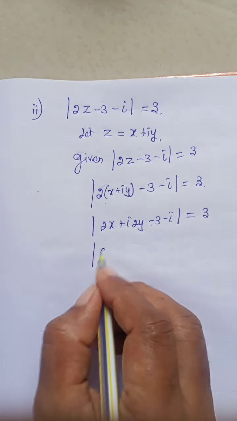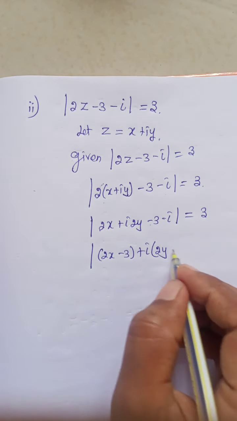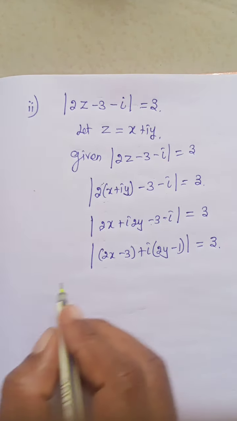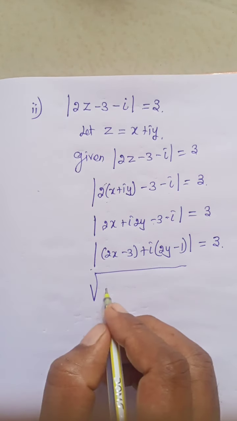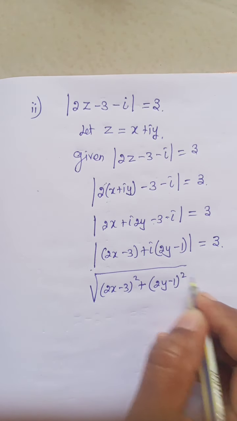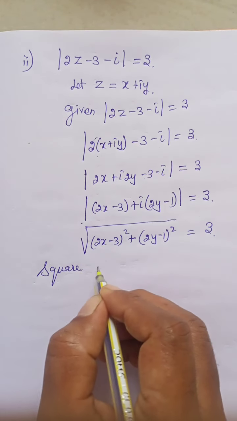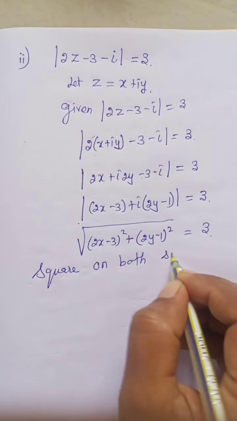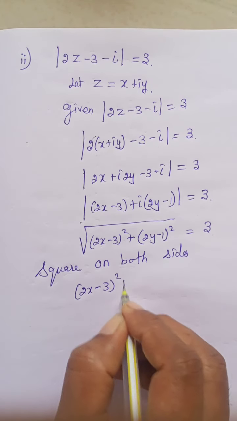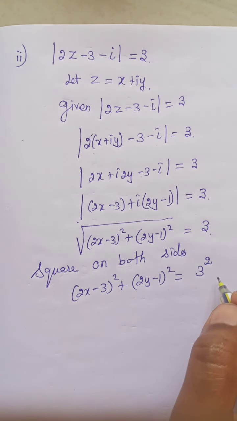What are the real parts here? That is 2x minus 3, plus i into imaginary part 2y minus 1, is equal to 3. Okay. Shall we find out that modulus value? Root of real part 2x minus 3 the whole square plus imaginary part 2y minus 1 the whole square is equal to 3. To remove the root, we will write square on both sides. So, when we square it, we make it 2x minus 3 the whole square plus 2y minus 1 the whole square is equal to 3 square.